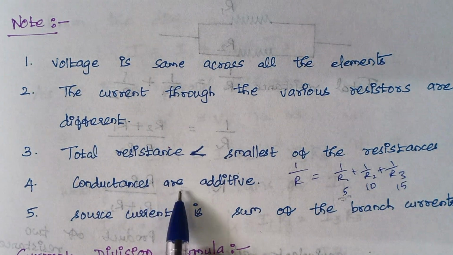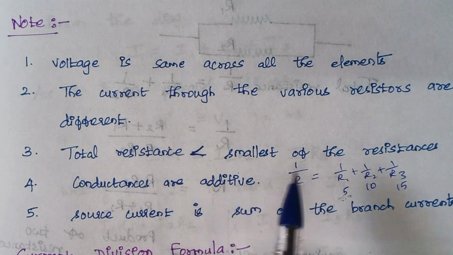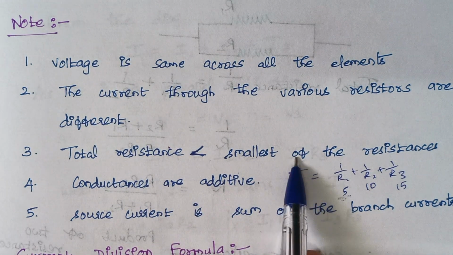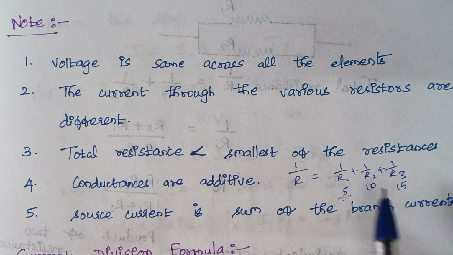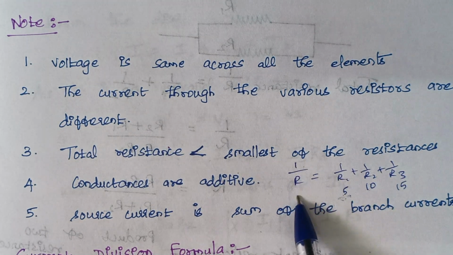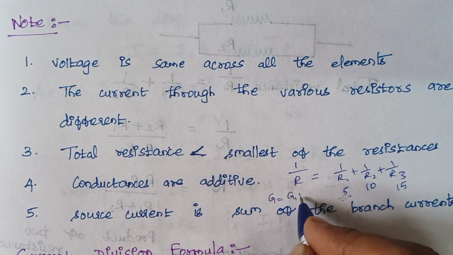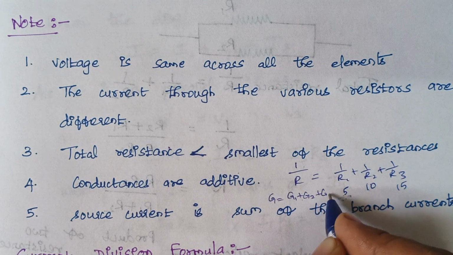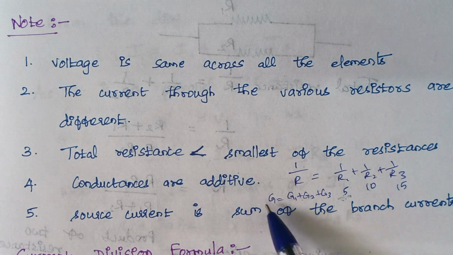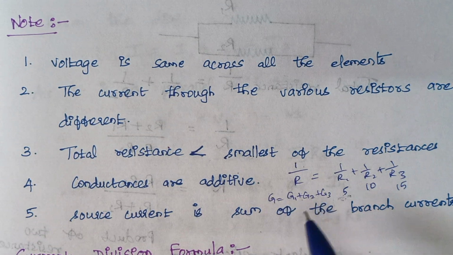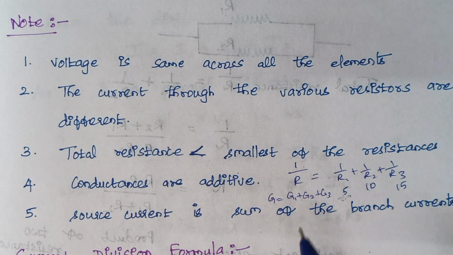And conductances are additive. What is meant by conductance? The reciprocal of the resistance is known as conductance, right? So here 1 by R can be written as G. Similarly, G can be written as G1 plus G2 plus G3, right? So that is why these conductances are said to be additive. That is, we can add the conductances.